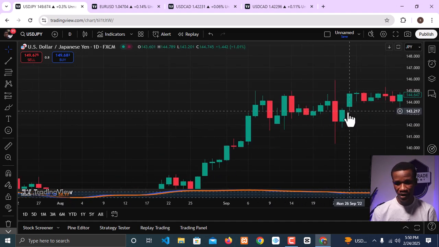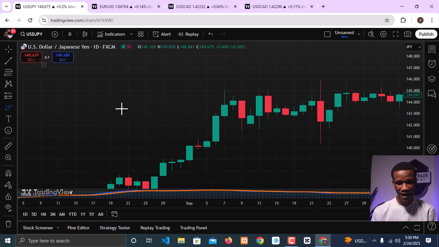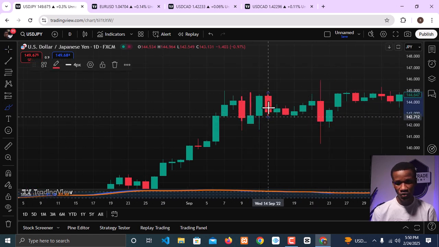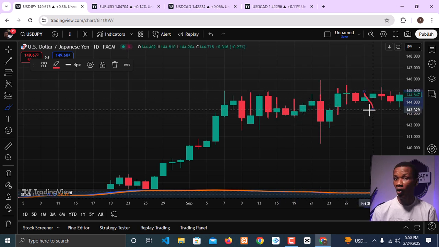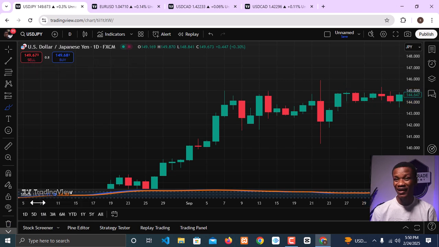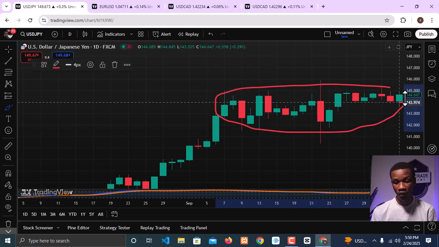If you look at this very area, you discover that the markets have been moving side by side. So we see the candles here moving side by side. The candles were not really moving down or up. That means the market has the possibility of moving up or down aggressively. So we can see this is an area of buildup of momentum.